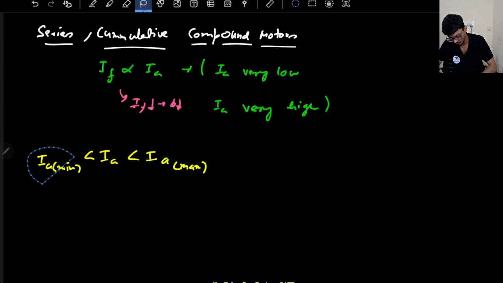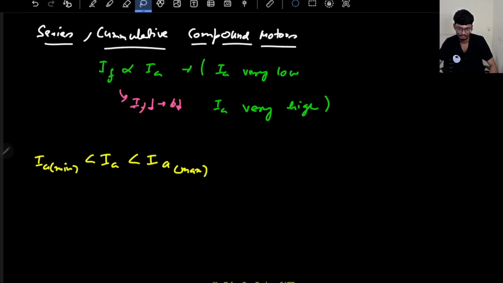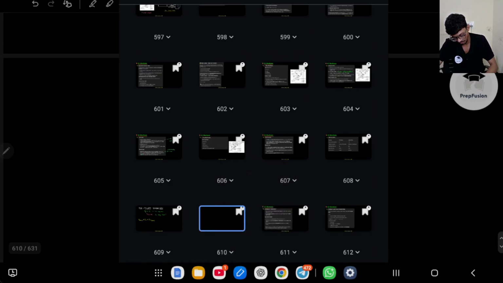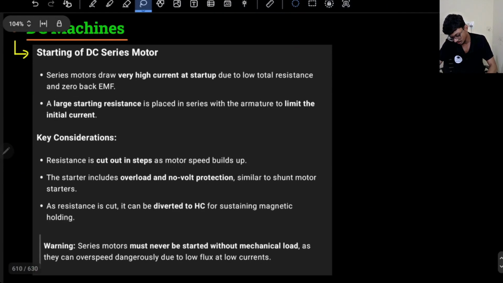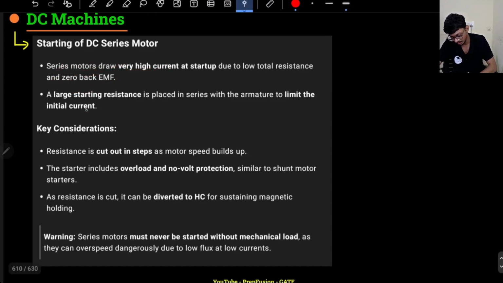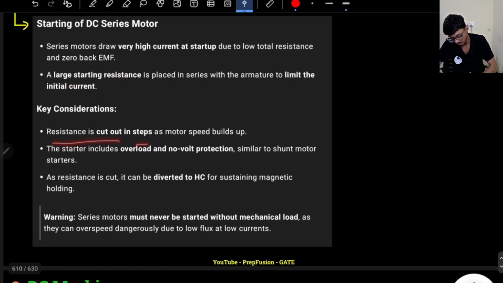That is the limit that we will do for our armature current. That is the only thing you have to keep in mind in case of series motors. Starting of a DC series motor draws very high current at startup due to low resistance and zero back EMF. A large starting resistance is placed in series to limit the initial current. Resistance is cut out as the motor builds up.